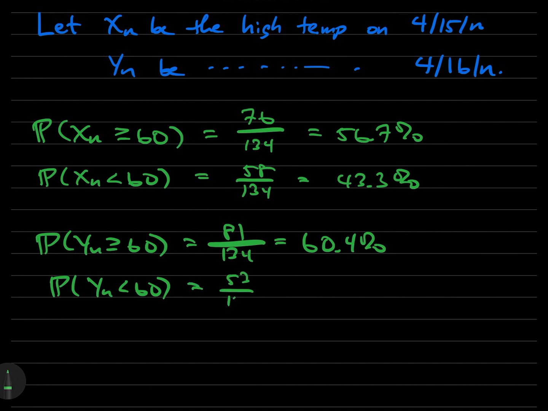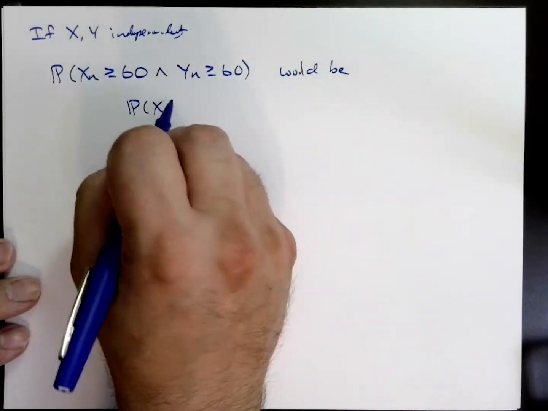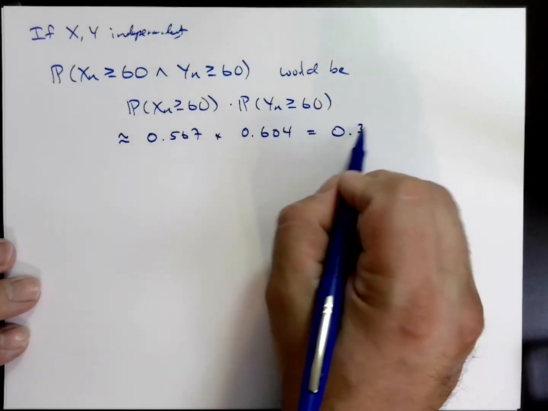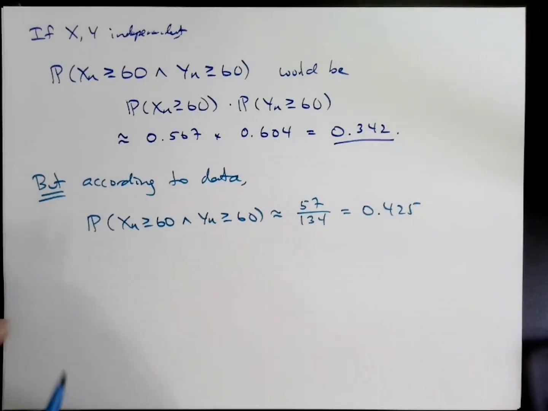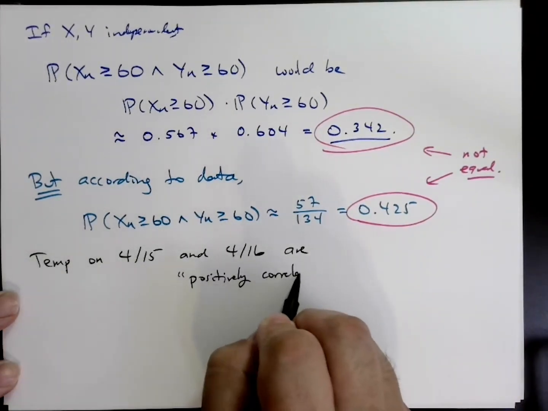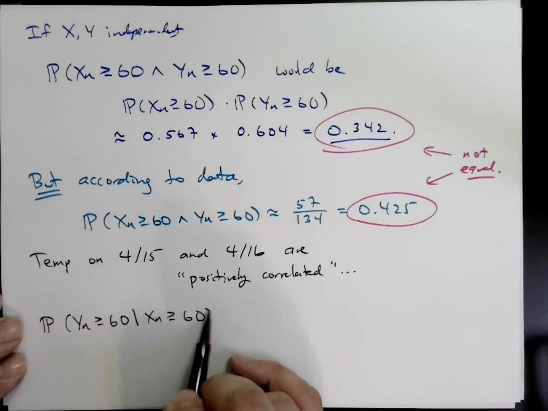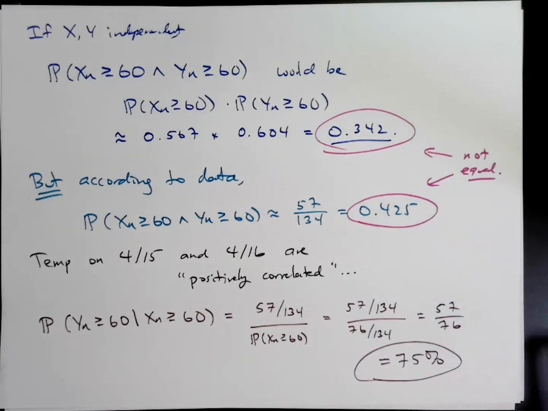Of course, it makes sense that it's a little bit more likely to be warm the next day because we're getting closer to summer. But the question, in any given year, is whether there is a relationship between the temperature on these two subsequent days. Now, if x and y were independent, the probability that x is greater than 60 and y is greater than 60 is the product of these two probabilities, which would give us 0.342. But according to the data, this pairing has happened 57 out of 134 times, so the probability is approximately 0.425. What this tells us is that the temperature on April 15th and the temperature on April 16th are positively correlated. Another way of looking at this is to compute the conditional probability that it's warm on the 16th, given that it's warm on the 15th, and we see that that conditional probability is 75%.